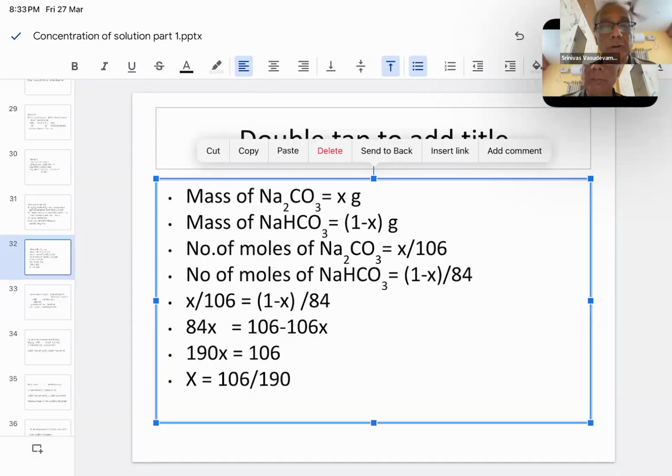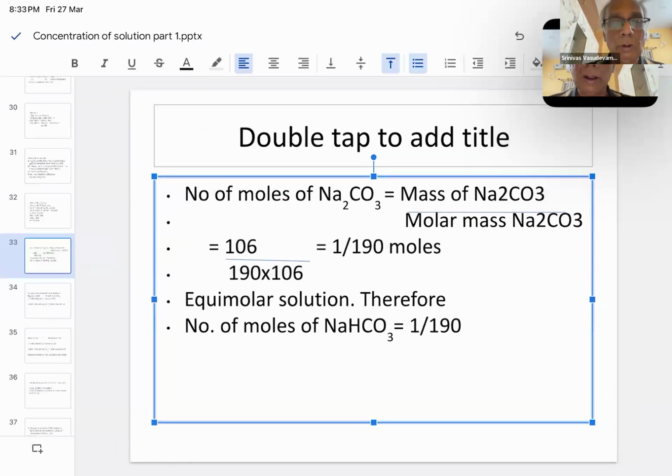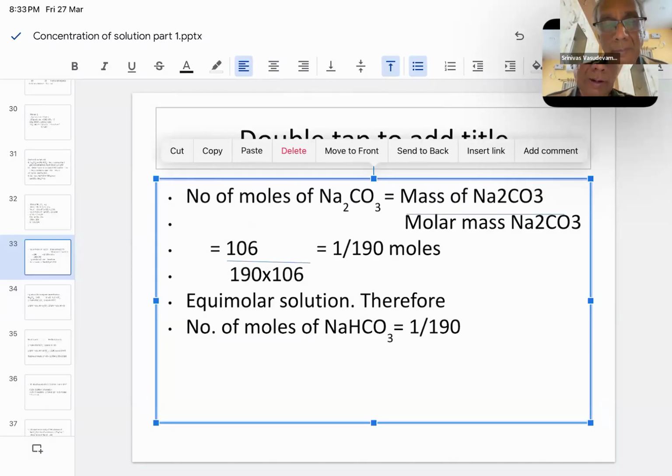Now I can find the number of moles of sodium carbonate, that is mass divided by molecular mass. 106 by 190 divided by 106 gives 1 by 190 moles. So the number of moles of sodium carbonate is 1 by 190 moles. Sodium bicarbonate is also the same because it is an equimolar solution, 1 by 190 moles. That is the first part: finding the number of moles of sodium carbonate and sodium bicarbonate. Both are equal to 1 by 190 moles.